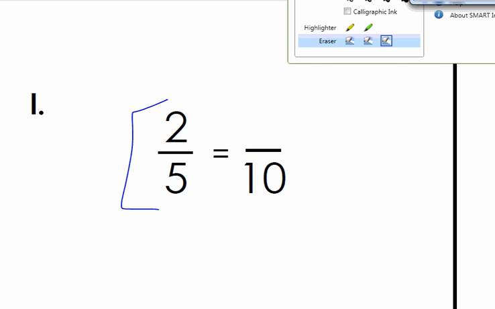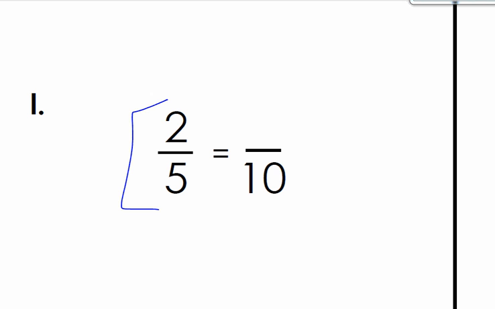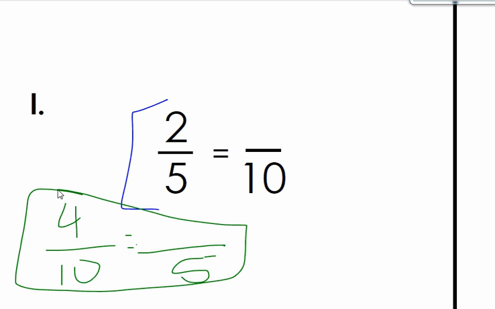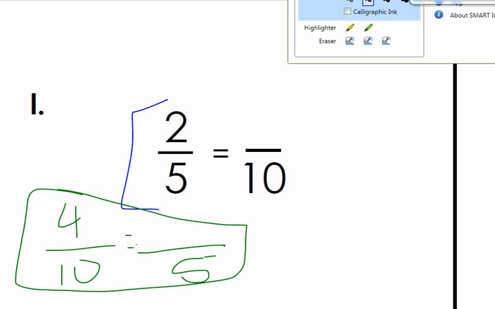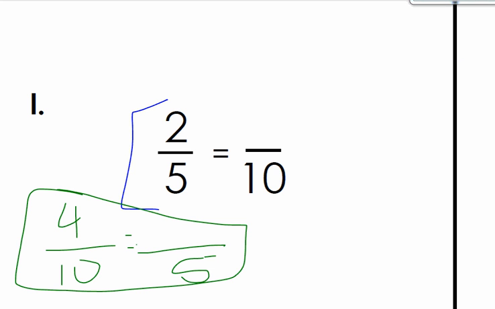So am I going to use multiplication or division? Multiplication. I would use division if it was this here, but it's not. So I'm going to use multiplication. So 5 times what gives me 10? 2. Whatever you do at the bottom, I do at the top. So what's 2 times 2? 4.